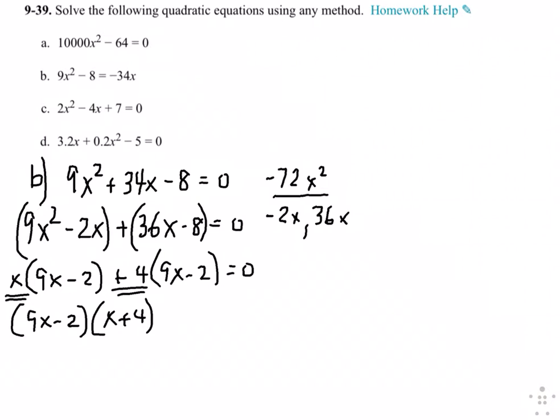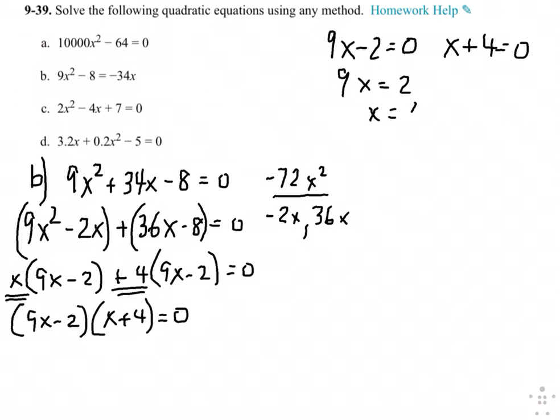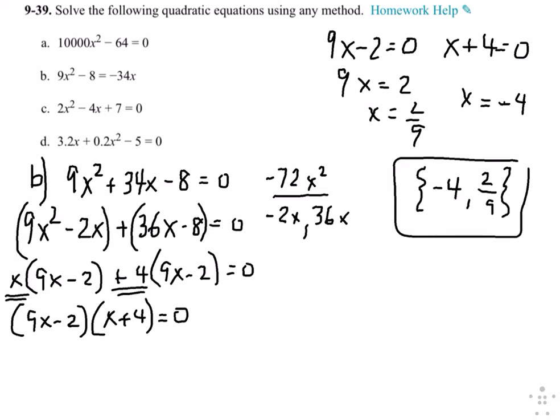X plus 4. So that means that I'm going to come all the way up to the top here. Either 9x minus 2 equals 0, or x plus 4 equals 0. So 9x equals 2, x equals 2/9. Here x equals negative 4. So we get negative 4 and 2/9 as solutions to B, right? This was part B.